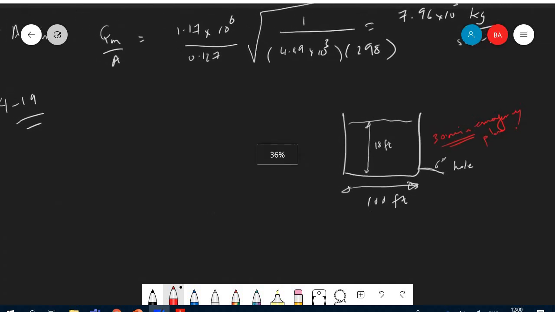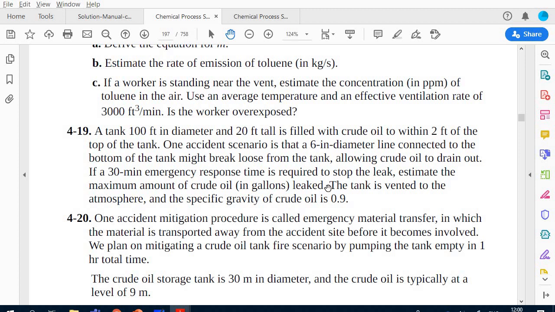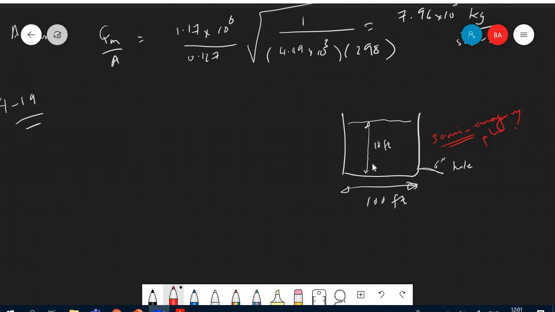And just let me put my 6-inch hole here at the bottom. I have a 30 minutes emergency plan. With this 30 minutes will be good. I will not lose a lot of that amount. Well, let us see if you're going to lose or not.